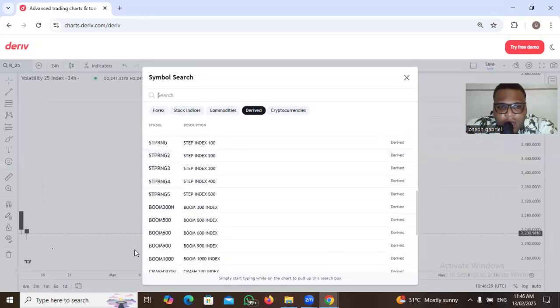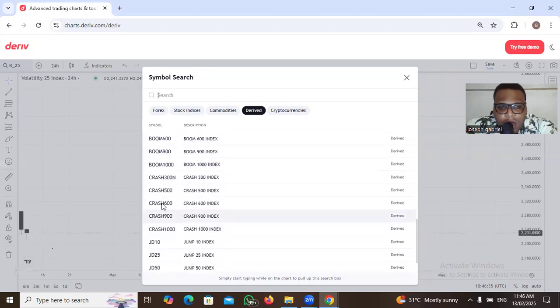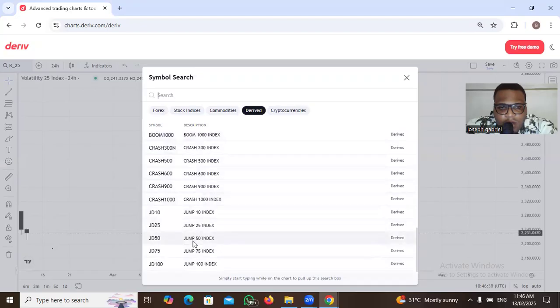Okay, so you can see Step 500, Step 400, Step 100, and so on. So Crash and Boom and Jumps and the rest. These assets are all traded under the synthetic market, which is owned by an organization called Deriv. I said before that these people, Deriv, are the broker. They are the people that own these particular assets.